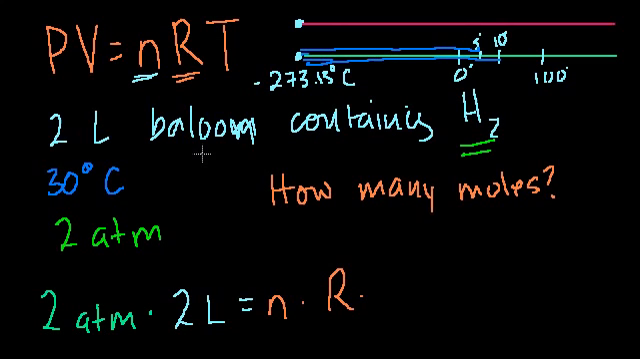And that's why they came up with the Kelvin scale, because on the Kelvin scale, absolute 0 is defined as 0. 0 Kelvin.